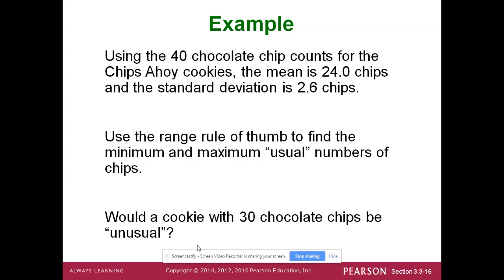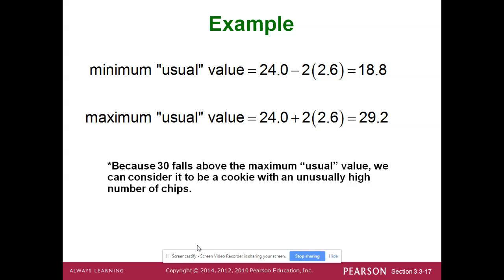If you're a Chips Ahoy chocolate chip cookie lover, you'll count the chips every time you pick one up. I would, not just eat.